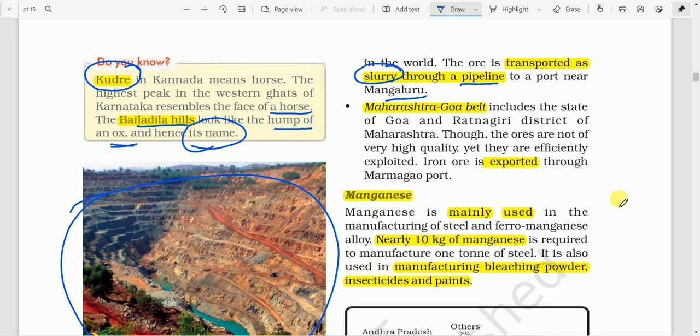The last one is the Maharashtra Goa belt, which includes the state of Goa and the Ratnagiri district of Maharashtra. Though the ores are not of very high quality, yet they are efficiently exploited. The ores are not good but efficiently exploited. The iron ore is exported through the Marmagao port.